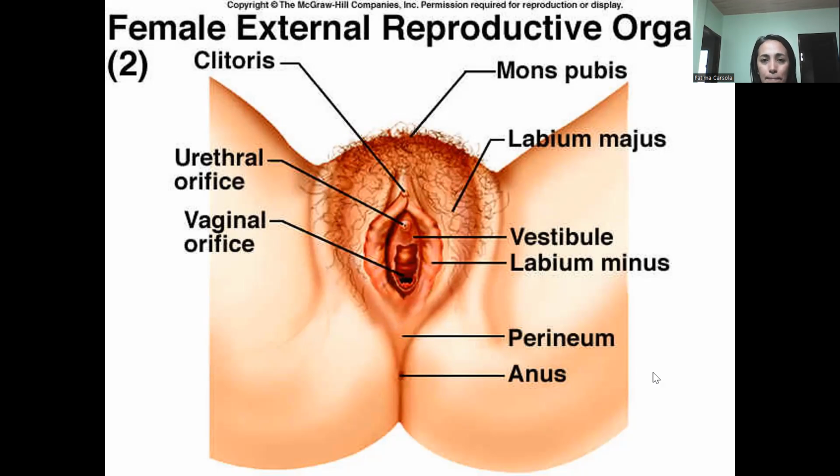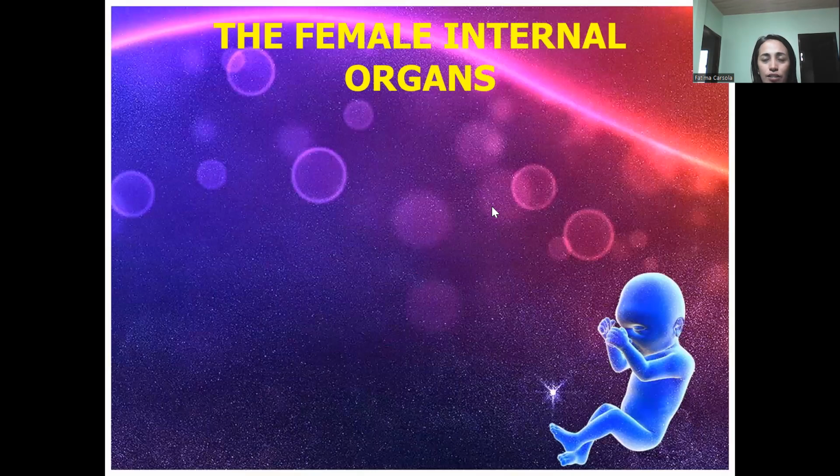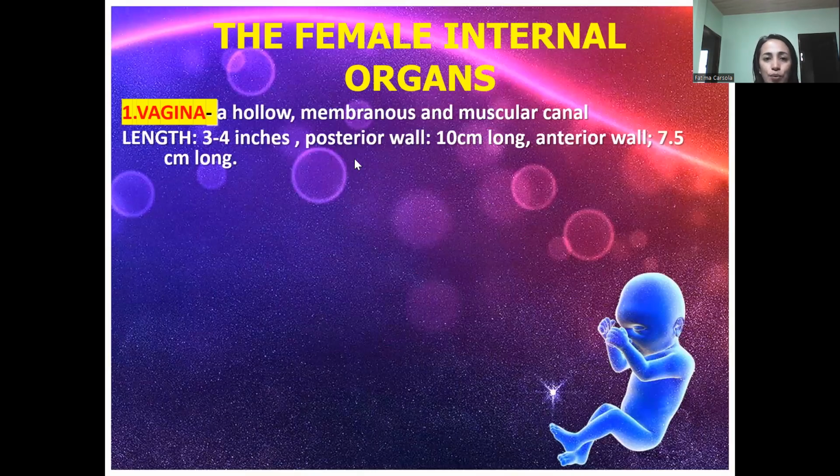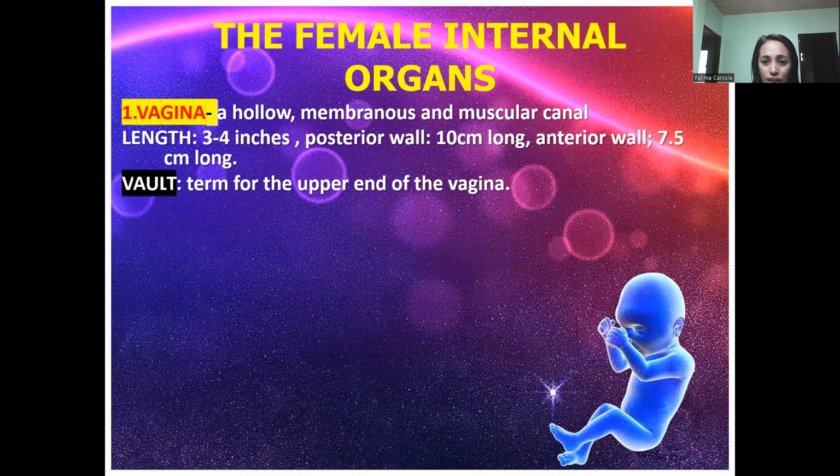Next. For this one, we will just be focusing on common board exam questions. We will now have the female internal organs starting from the vagina. It is a hollow membranous and muscular canal, 3 to 4 inches in length. Posterior wall, 10 centimeters long. Anterior wall is 7.5 cm long. Before, the book only said the vagina is 8 to 10 centimeters or 8 to 12 centimeters. But now, you have a new measurement to take note of, okay?